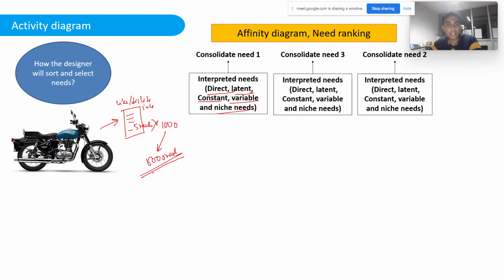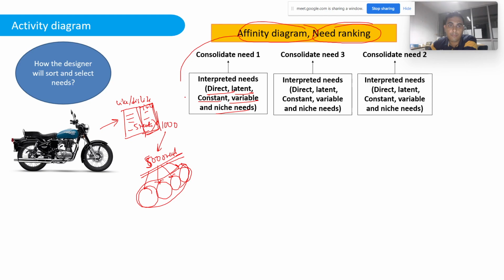Now the next thing is, how do you realize the unique set of needs that you actually need to fulfill at the end? So how do we do that? We do it by two methods: one is the affinity diagram and the other is need ranking. The need ranking is similar to the previous thing, where every customer provides certain needs. So first let me go through affinity.